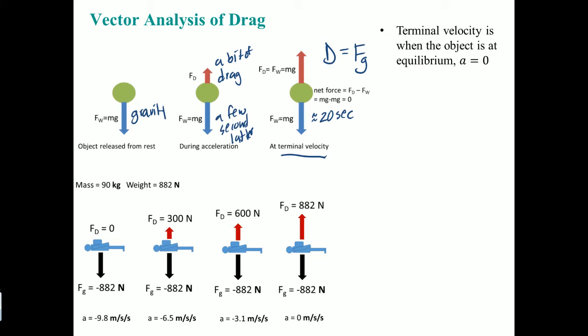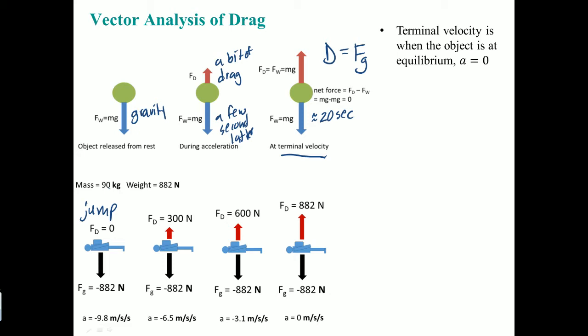This is when skydivers, like people who jump out of planes, start doing the crazy moves, after they're in terminal velocity. So if we look at this example here, a 90 kilogram person has a weight of 882 newtons. If they jump off the airplane, they have no drag at the start. So right now, their force of gravity is pulling them down at negative 882 newtons. Their acceleration is negative 9.8. This makes sense because the acceleration is pulling it down.